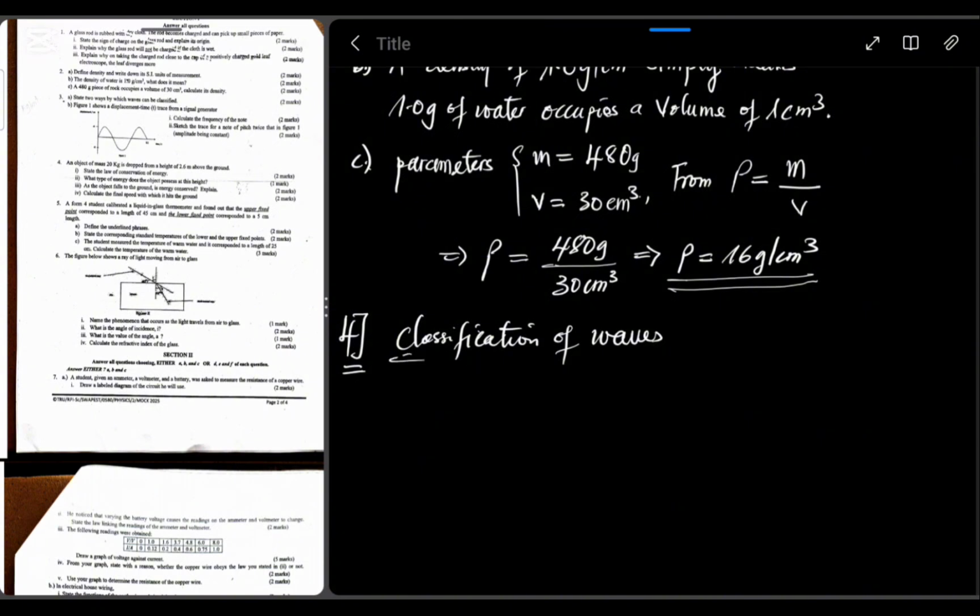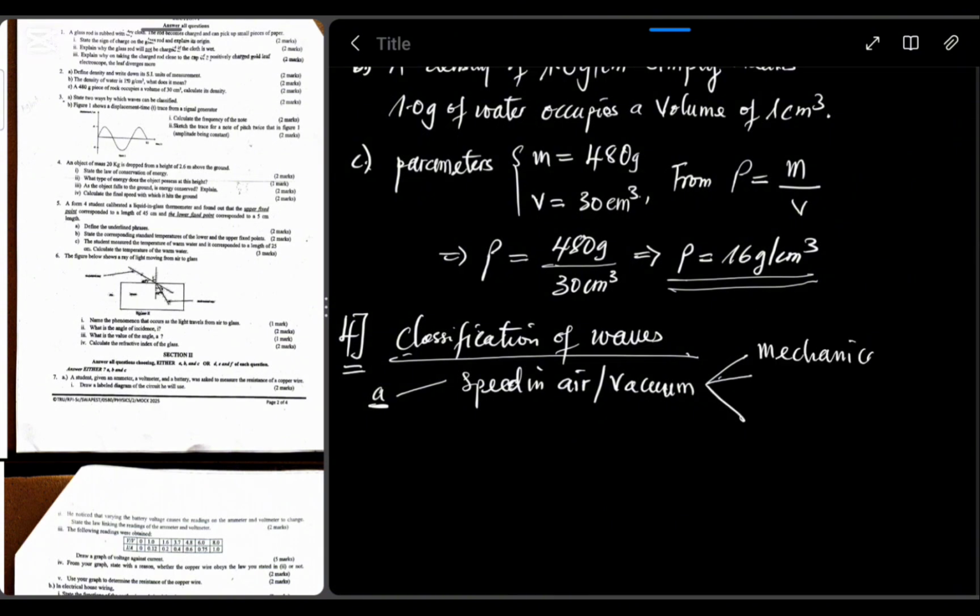Classification of waves. As I said, waves can be classified based on one condition. They can be classified based on their speed in air or vacuum. And under this classification, we have three classes of waves. 1, we have mechanical waves, which are waves produced by the vibration of matter, and they require material medium for their transfer.